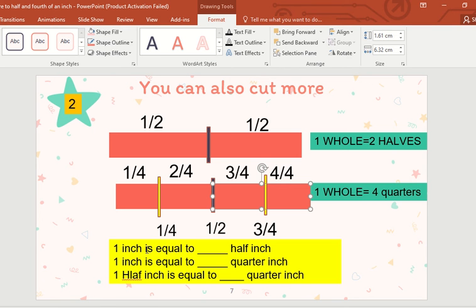Now I have some questions. 1 inch is equal to how many half inch? 2. 1 inch is equal to how many quarter inch? Quarter means 1, 2, 3, 4. So 1 inch equals 4 quarter inch. This is half inch. 1/2 inch is equal to how many quarters? 2 quarters. Good.